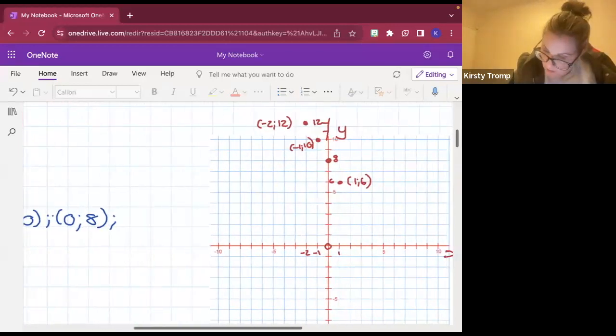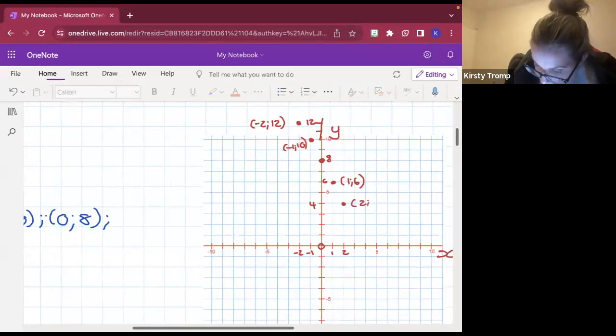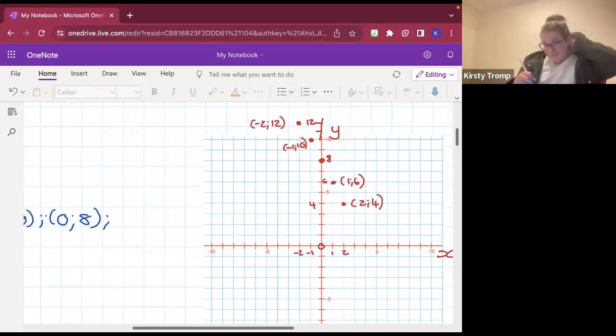And 2 is to 4. 2 and 4. So 2 is to 4. Okay, right.